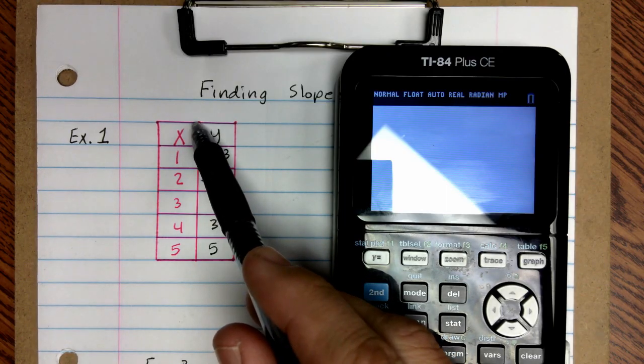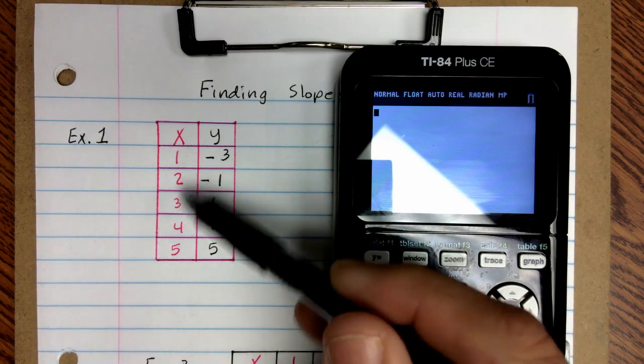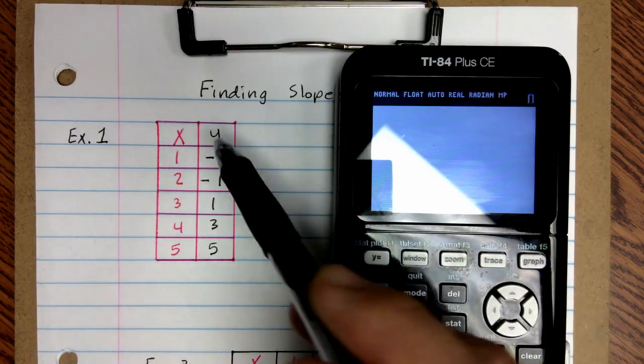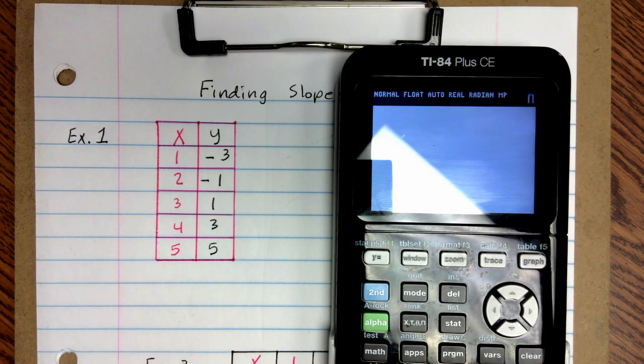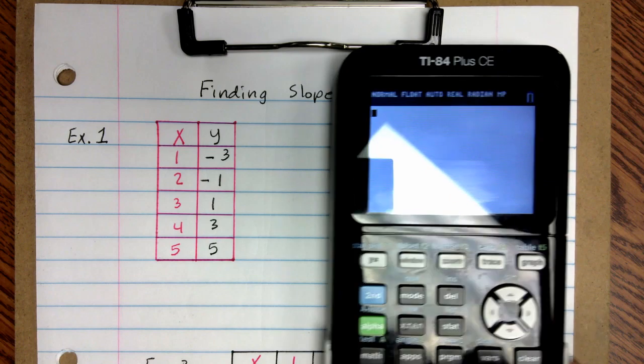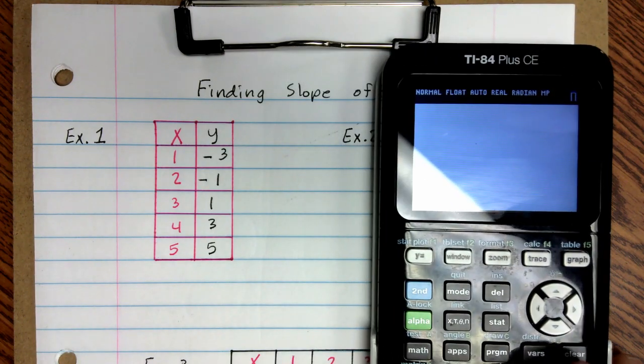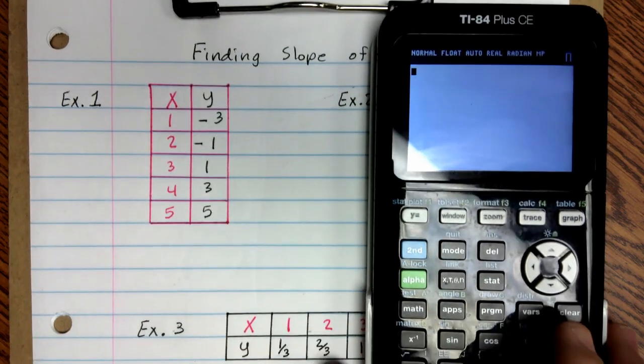So just know that anytime you see a vertical table where the numbers run from top to bottom, the left side is always the X and the right side is always the Y. Now if we want to find the slope, we're going to use our stat button. So I'm going to show you what that looks like.